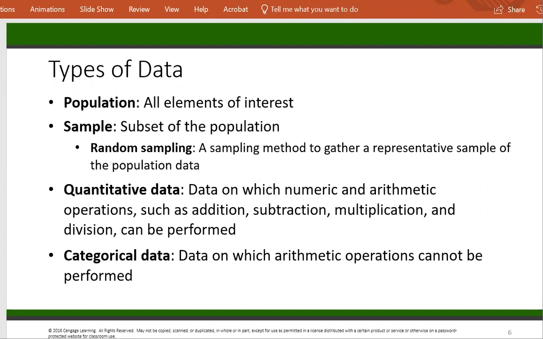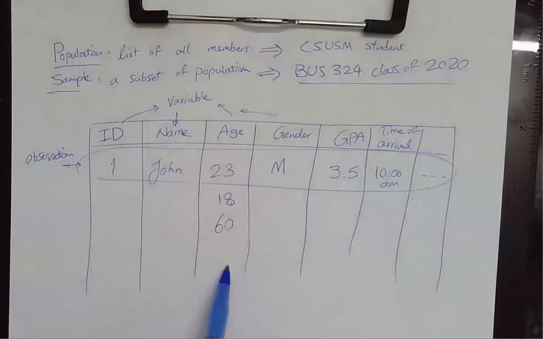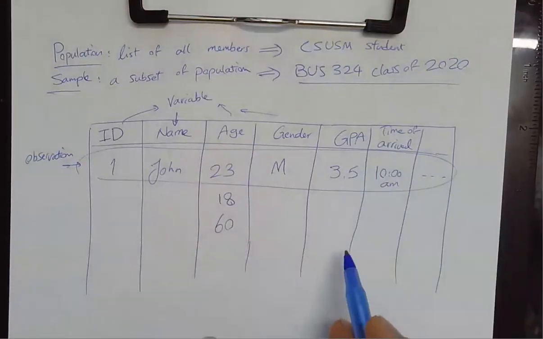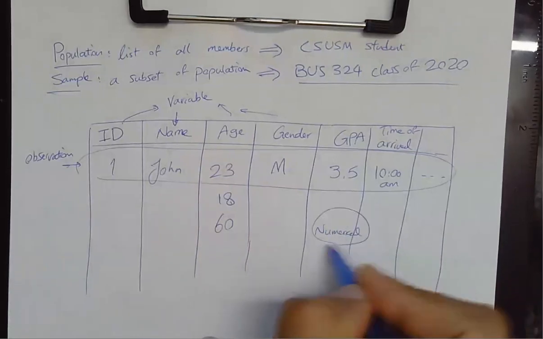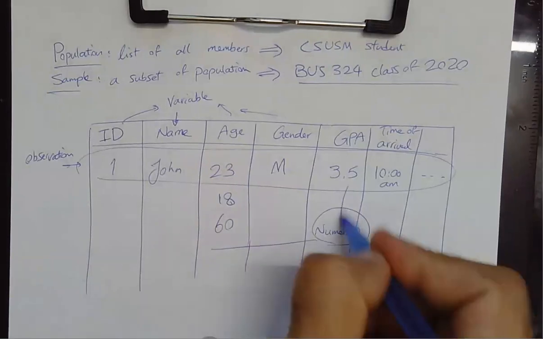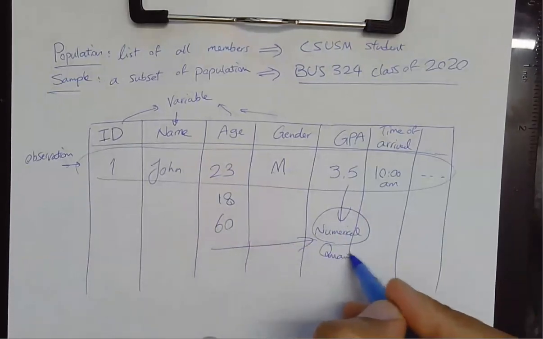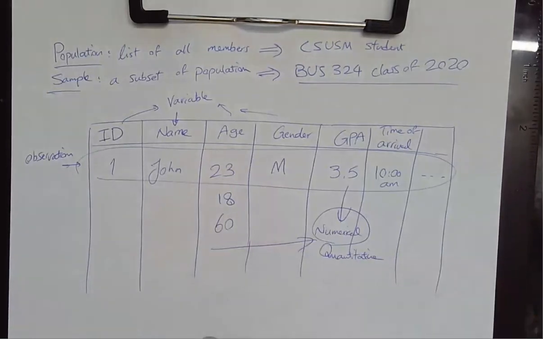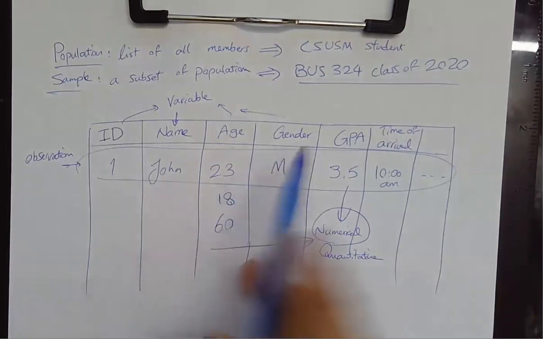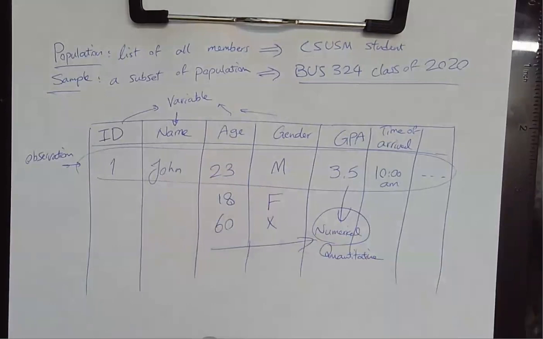Quantitative versus categorical data. I'm just going to come back to my example here. As you can see, we have numbers for age and GPA. These are numerical, or quantitative. They can take on numerical values, versus gender, M, F, and X, let's say.